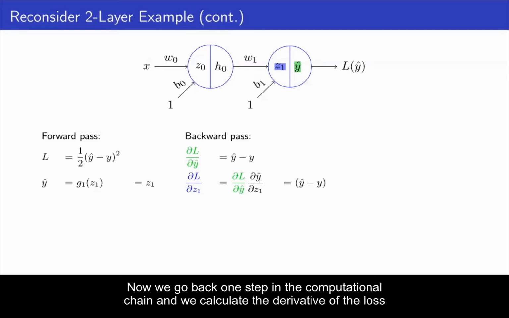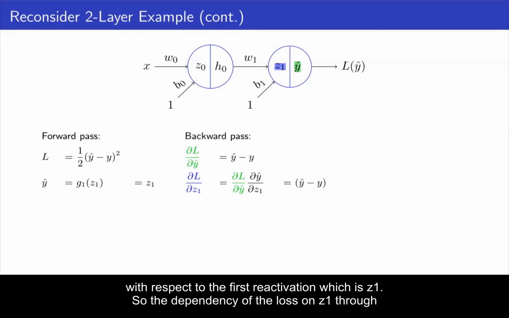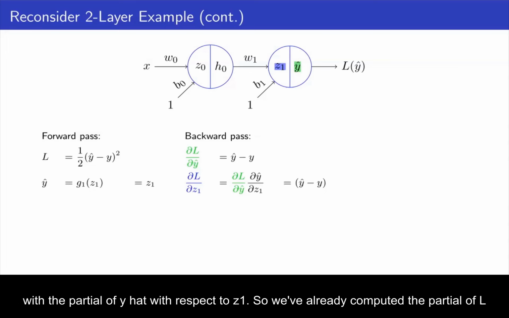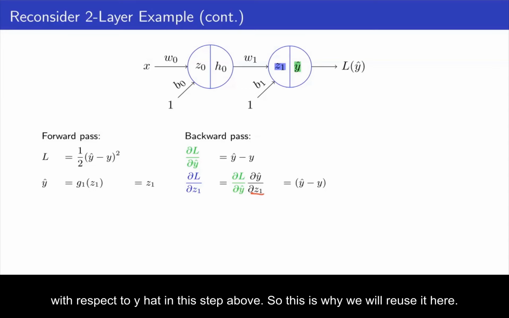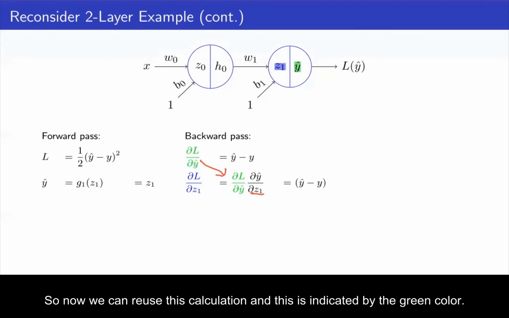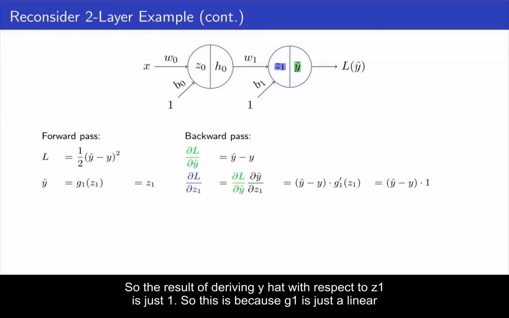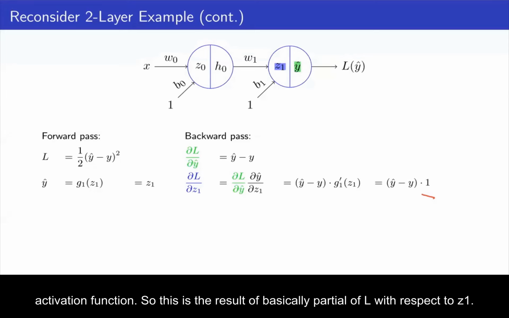Now we go back one step in the computational chain and calculate the derivative of the loss with respect to the first pre-activation, z1, which depends on the loss through ŷ. We first need to calculate the partial of L with respect to ŷ and then chain it with the partial of ŷ with respect to z1. We've already computed the partial of L with respect to ŷ in the step above, so we will reuse it here, as indicated by the green color. The result of deriving ŷ with respect to z1 is just 1, because g1 is a linear activation function. This is the result for the partial of L with respect to z1.